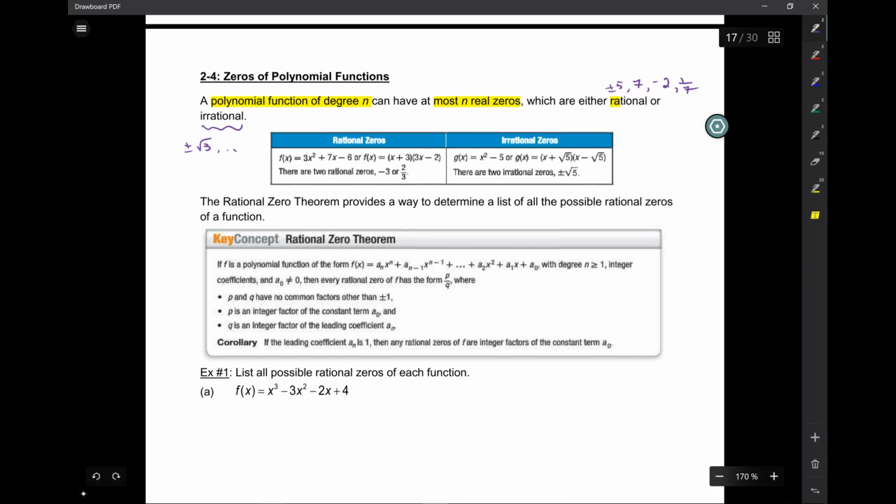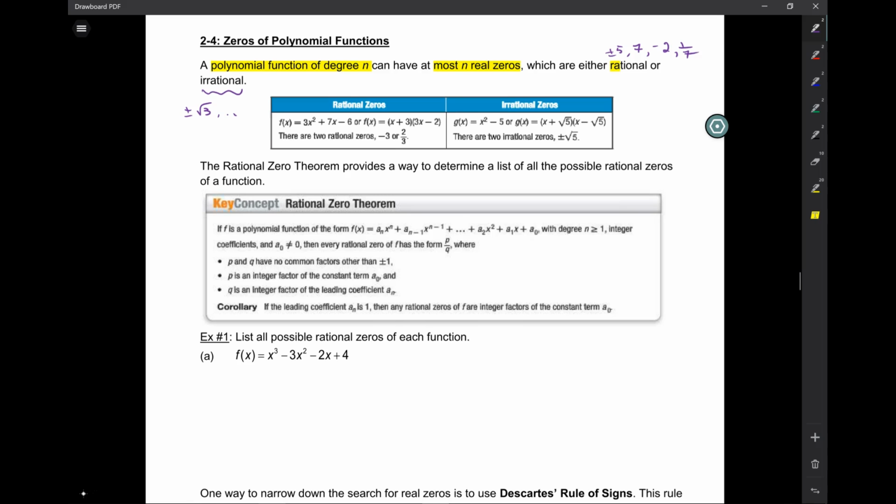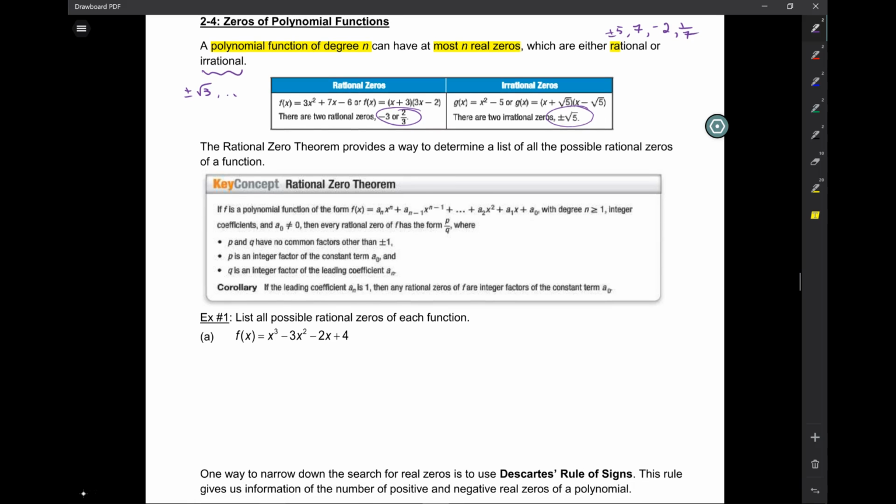Okay, so this, just another example here. Okay, so here's a rational zero theorem. The rational zero theorem gives us a way to come up with a list of possible rational zeros. Because, take a look. Suppose you have a polynomial with degree 5. I know that this polynomial can have up to 5 real zeros. And perhaps some of those are rational numbers.